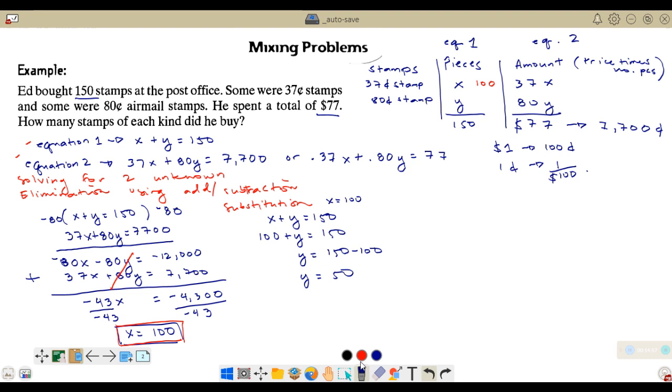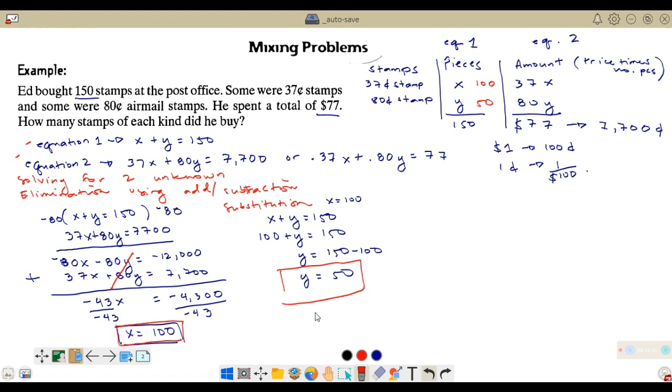So, dito, meron pala tayong 50 pieces ng 80-cent stamps. Ayan. So, ang tanong lang naman, how many stamps of each kind did he buy? So, he bought 100 pieces of 37-cent stamps and 50 pieces of 80-cent stamps.